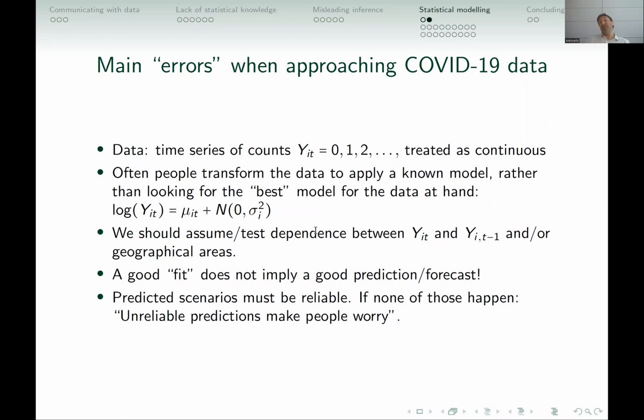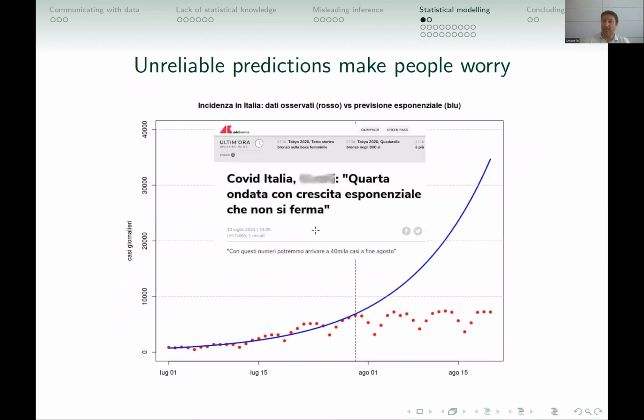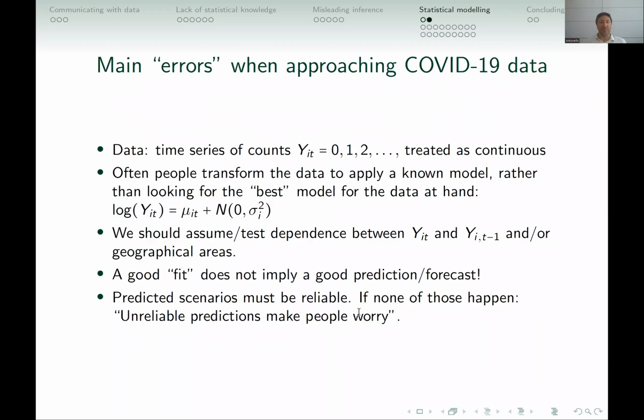Then we are working with time series. So the time dimension may also play a role, and this is often neglected. Observations are often assumed to be independent. A good fit does not imply a good forecast, and this is the example. A reasonably good fit does not imply a good forecast. And of course, I read predictions up to 2025 that were unreliable, or also some predicted scenarios were presented by the government. But if none of those happen, then maybe your model should be revised.